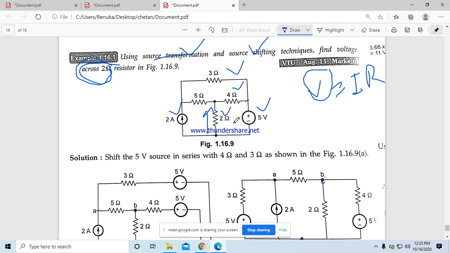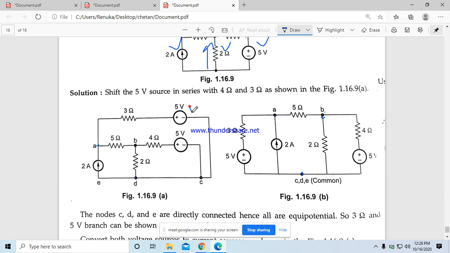So because of this, whatever the 5 volt is, it is common to 3 ohm and 4 ohm. So I can draw 5 volt independently in series with the 3 ohm and 4 ohm. Independently I have drawn this 5 volt in series with the 3 ohm and 4 ohm. Then E, D, C, all these are common nodes, all connected with each other, so I can join all these nodes and draw here. Only at one point they are connected. So I can draw: next 5 volt will be there, 3 ohm will be there.